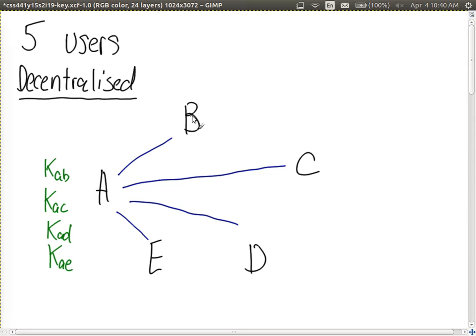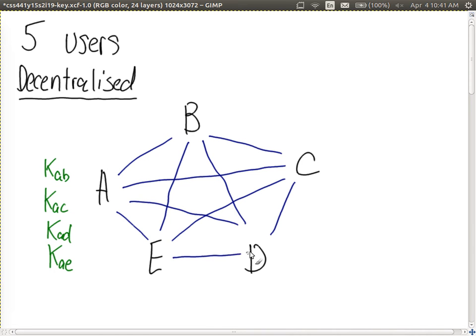Similarly, B knows K_AB. We're using the one master key for communications in both directions. So there's four. But also we know that B already has a master key with A, but needs also separate master keys with C, D, and E. 4 plus another 3 master keys, 7 so far. C with D and E, another 2. 9 master keys. And finally, D and E must have a master key.